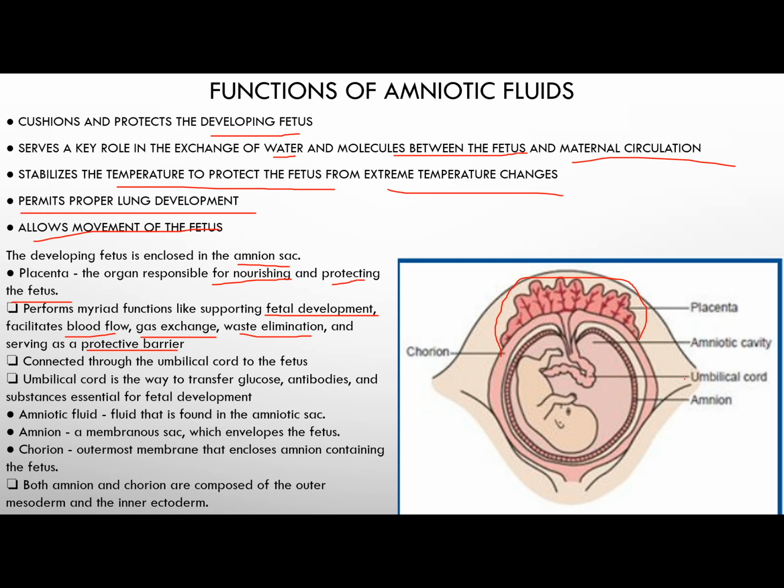So the umbilical cord, class, this is it. So here's your placenta. It would connect to the fetus using an umbilical cord. So the umbilical cord is the way to transfer glucose, antibodies, and essential substances for fetal development. Then again, amniotic fluid is the fluid within the amniotic sac.